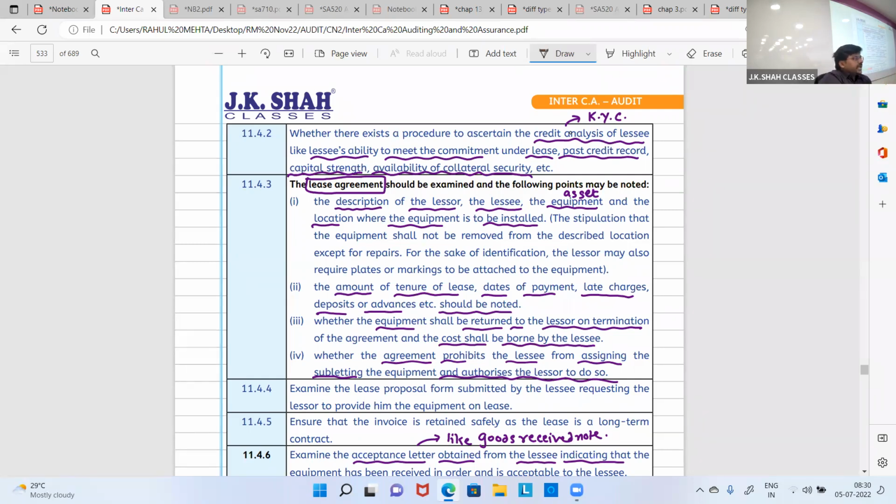So the auditor will have to check if subletting was done by the lessee, whether the authority was taken and the permission was taken of whom. Else it cannot be done. All cool? That point will also come. Read it.